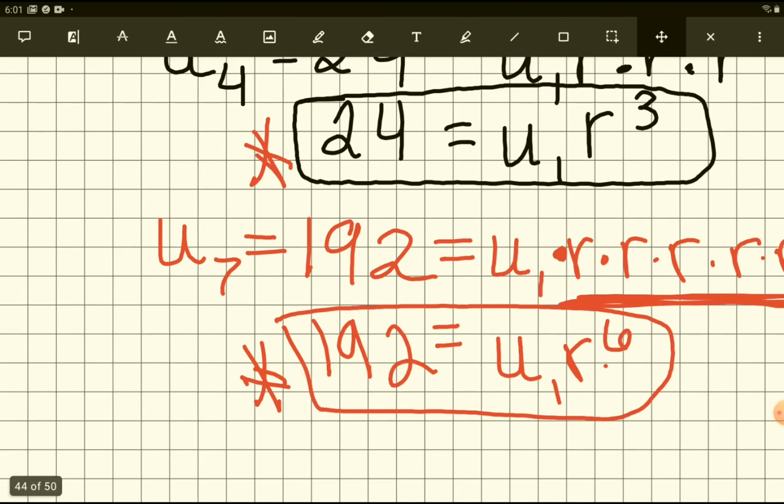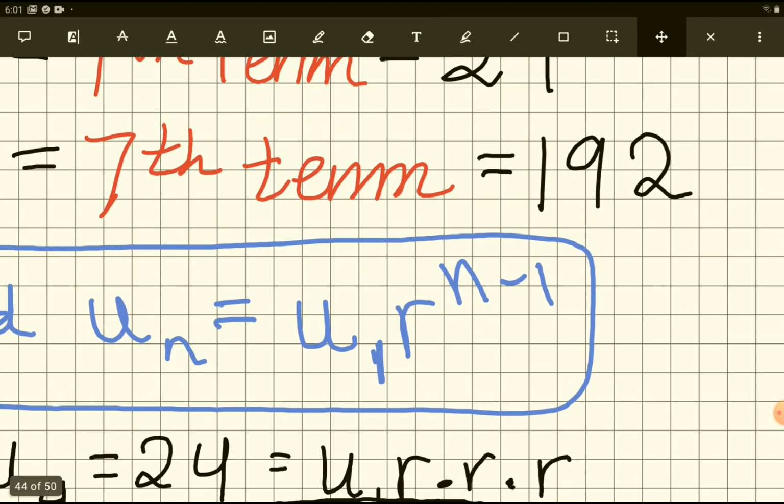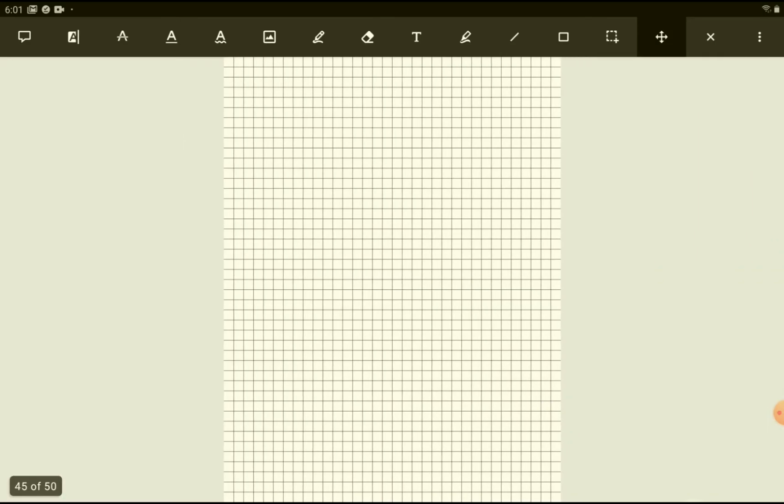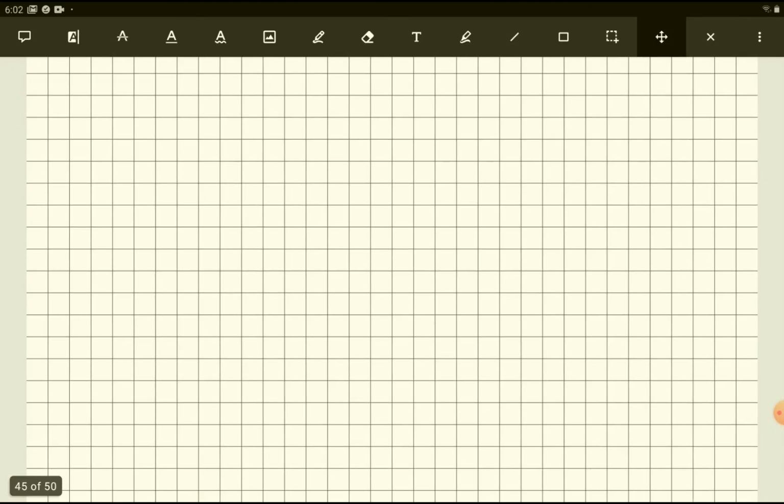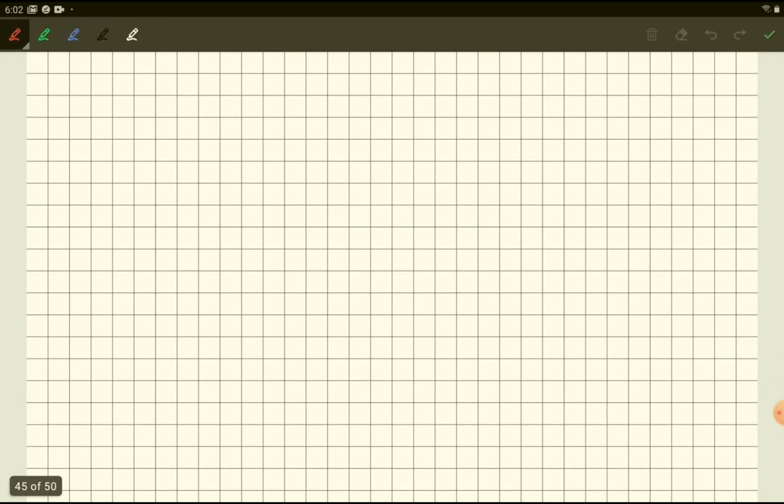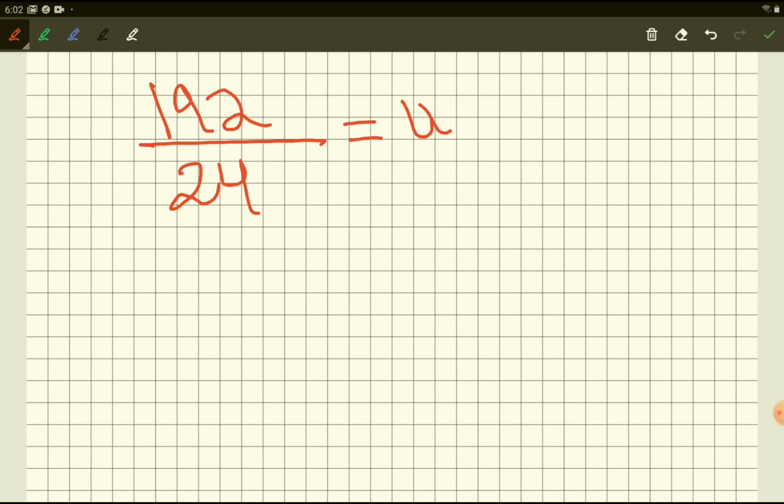So this is what we're going to do. Then 192 over 24 is equal to u sub 1 r to the 6 over u sub 1 r cubed. Is that right? Yes.